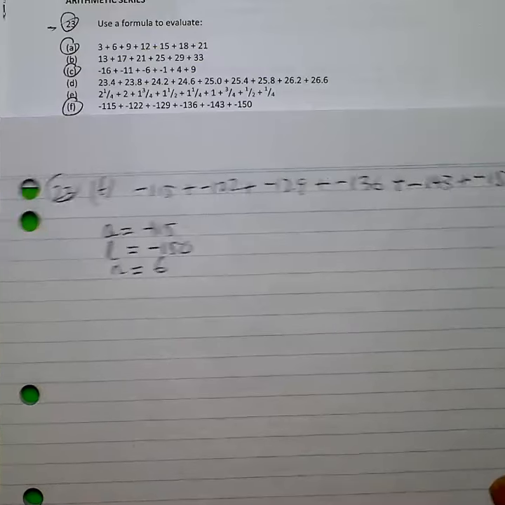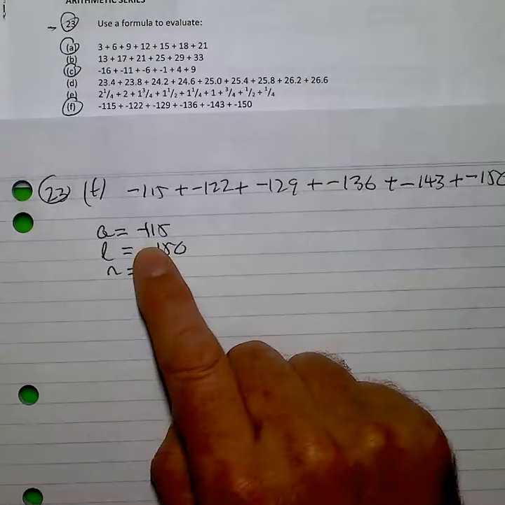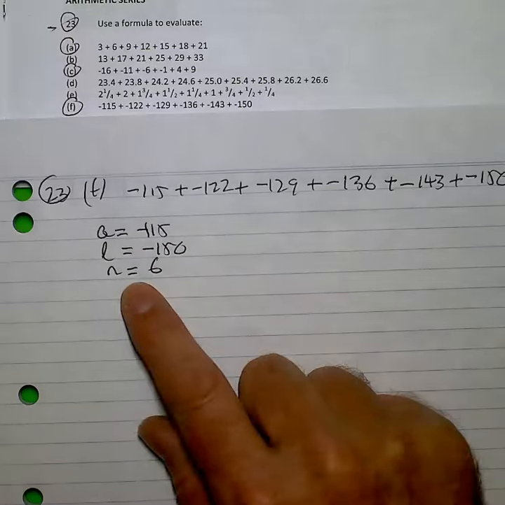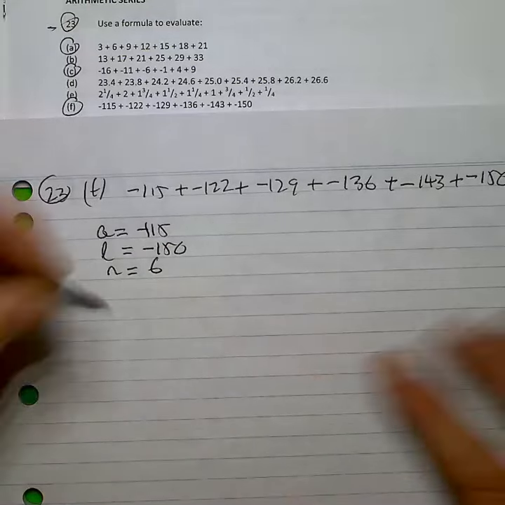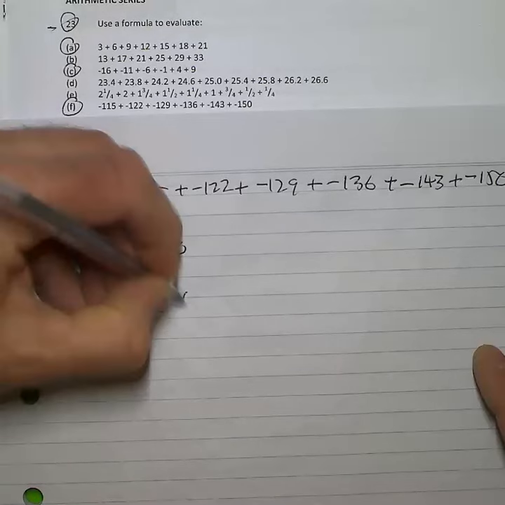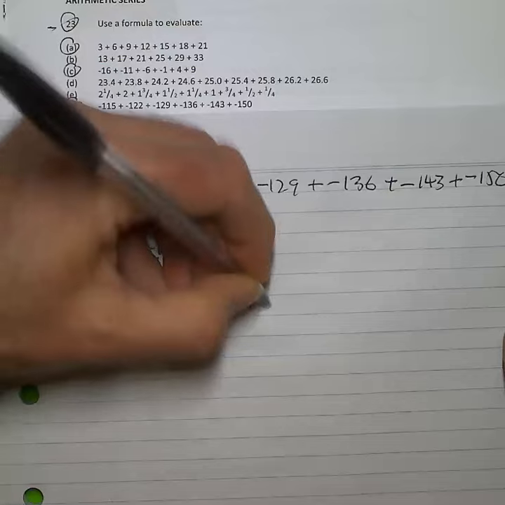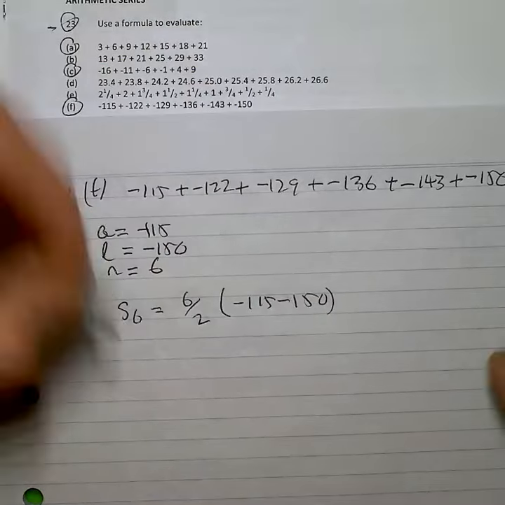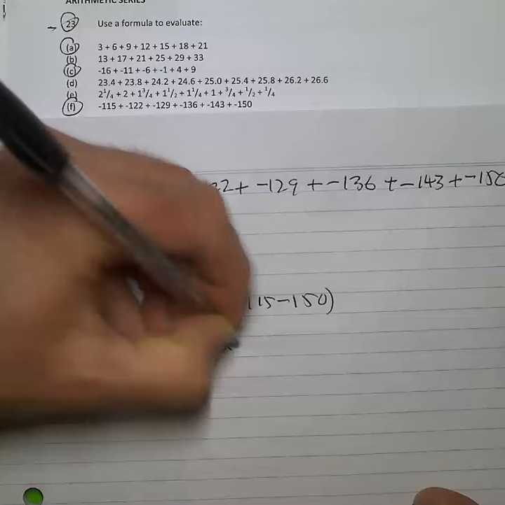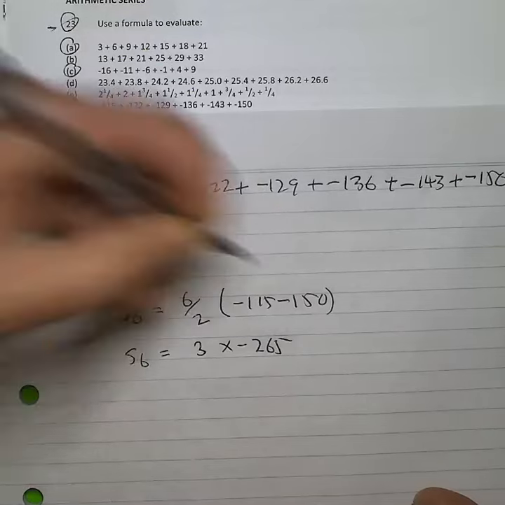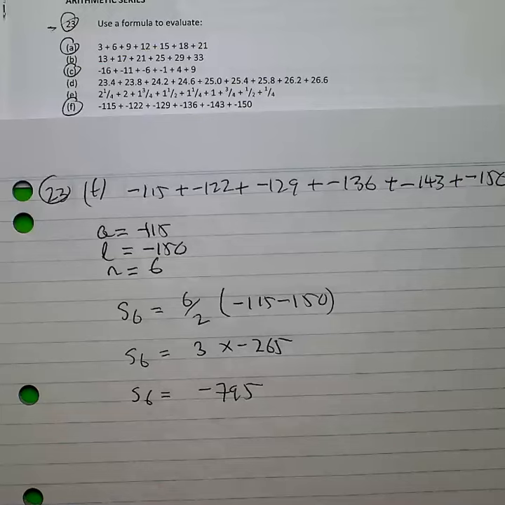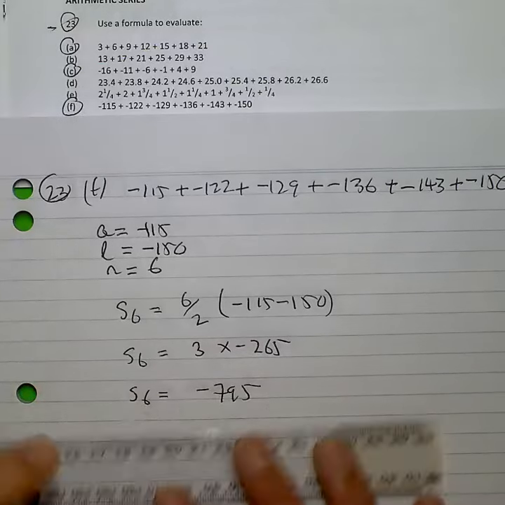In the case of 23F, the first term's negative 115, the last term negative 150, and n terms is 6. So we want the sum of the first 6 terms. Now, as you'd expect, it should be a negative number. You might like to try that on the graphics calculator as well.